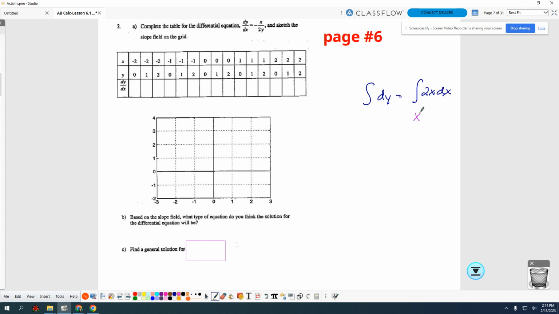Do you only get a C when there's a 2x? No, you only get a C when it's indefinite. When it's a definite integration, the C's cancel out.